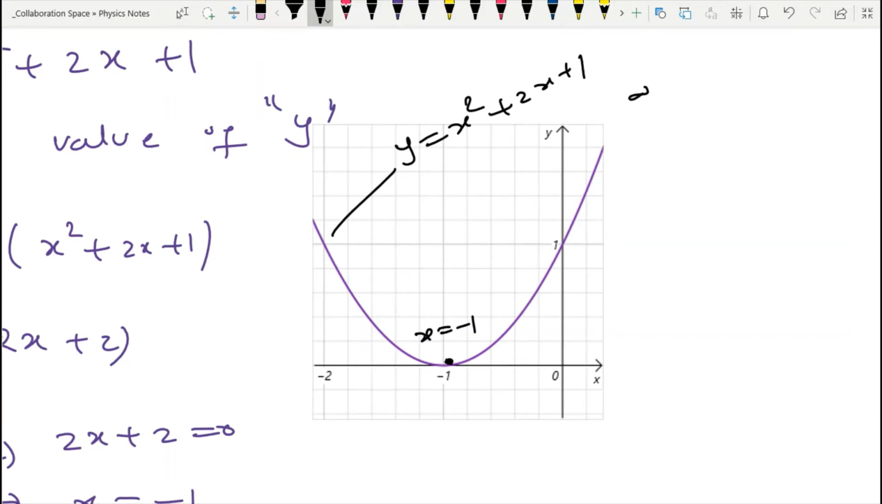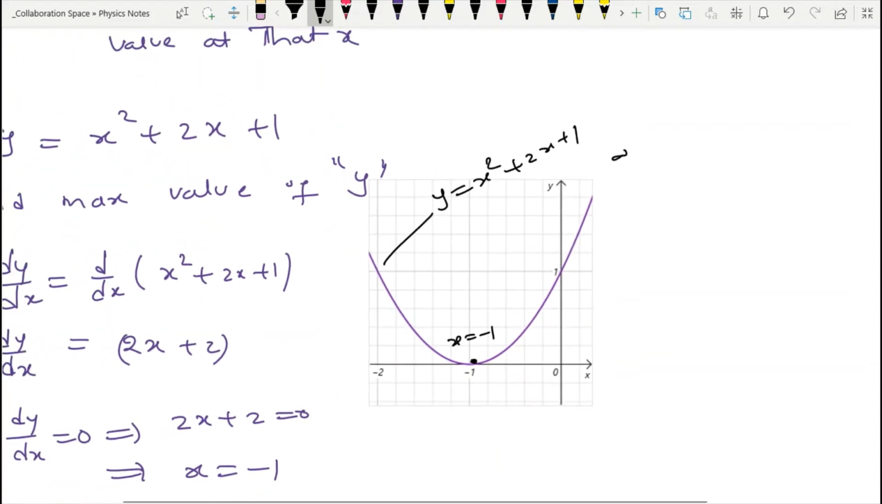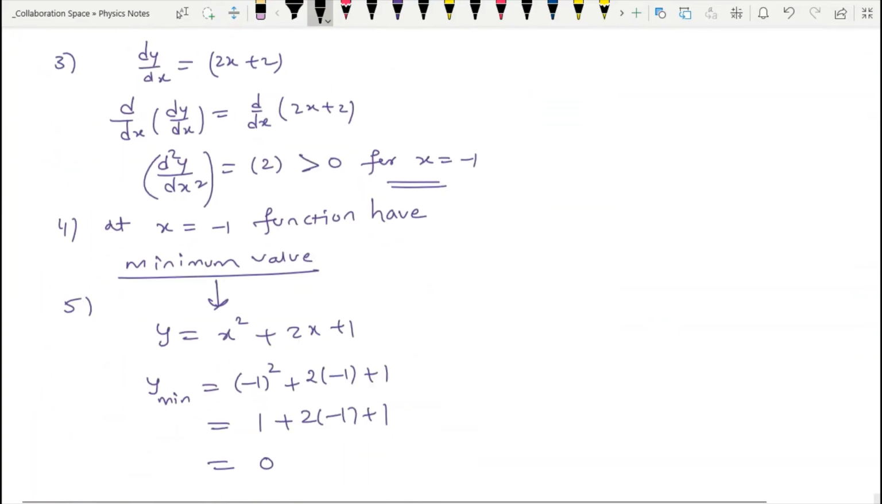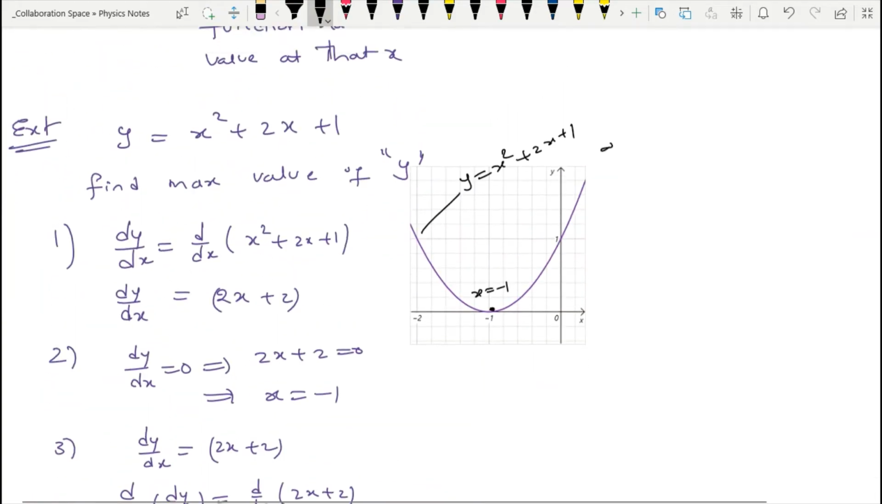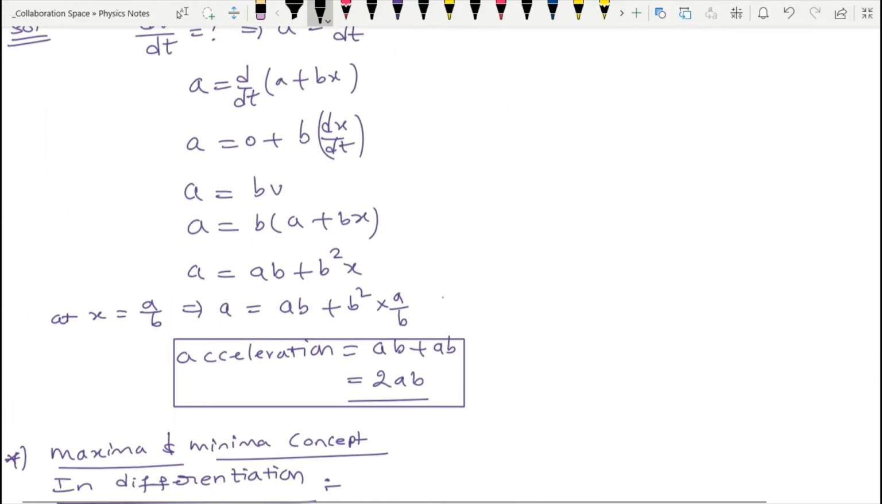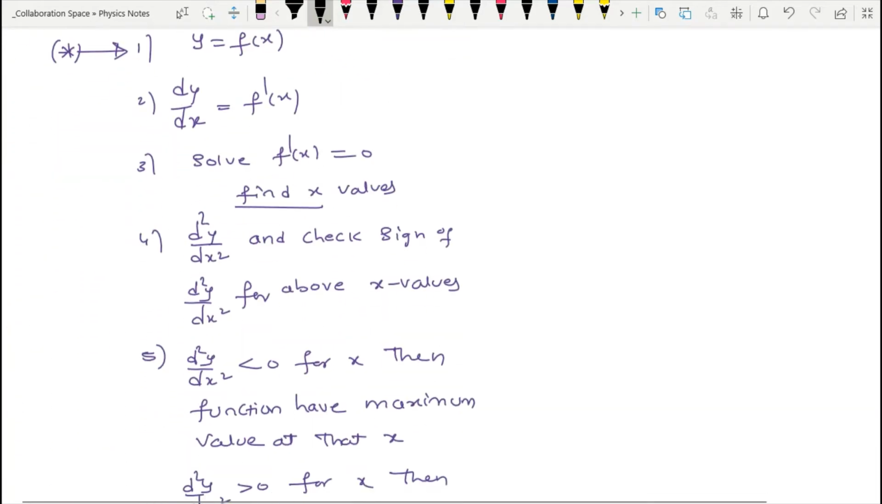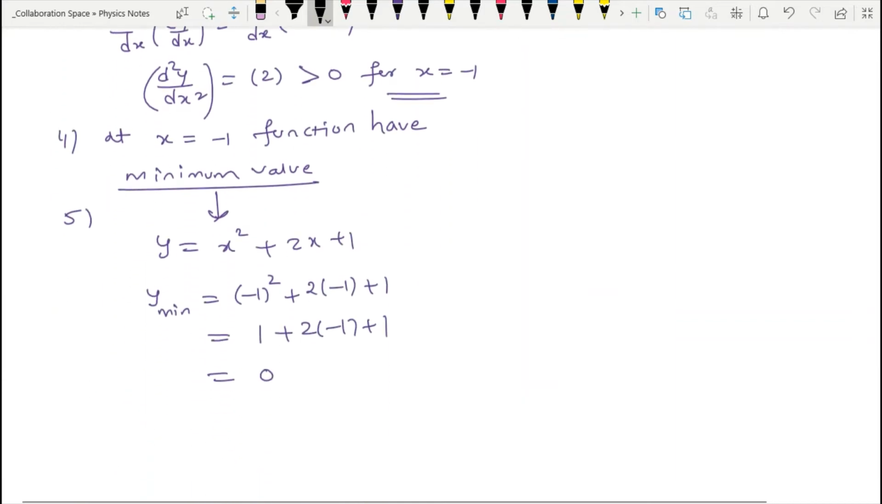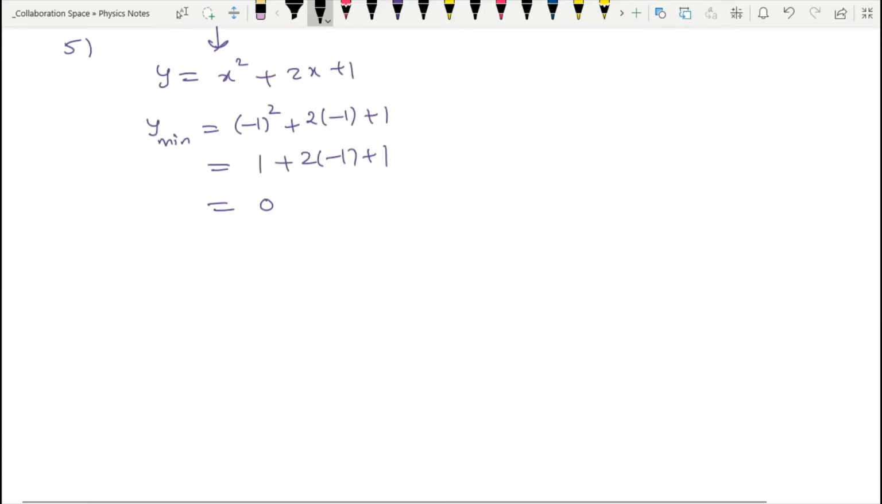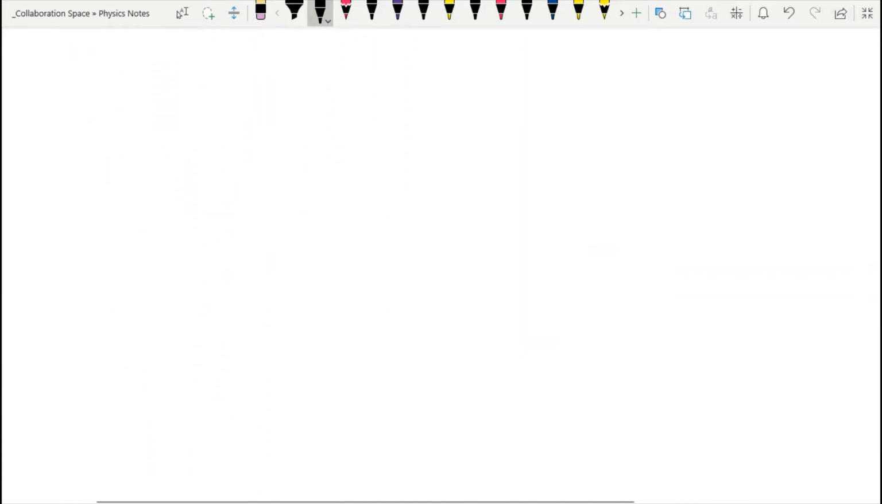Okay, clear or not? Yes, sir. So these are the applications of differentiation. This is how you apply the differentiation concept. I have explained the physics related examples and also the maxima minima concept of differentiation. Okay students, now let us move to integration and its applications.